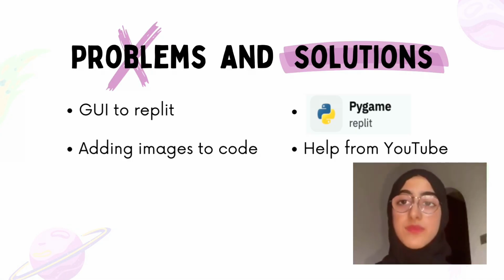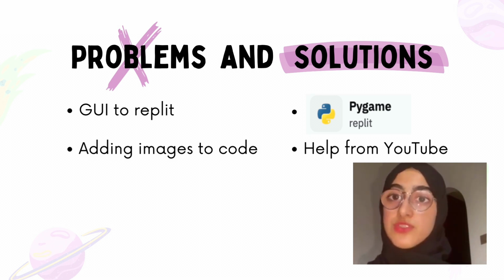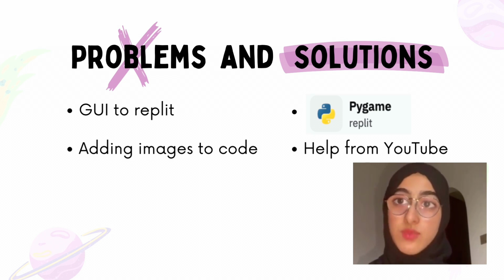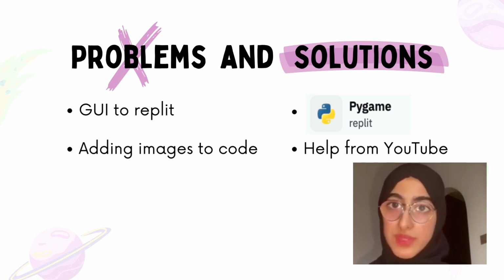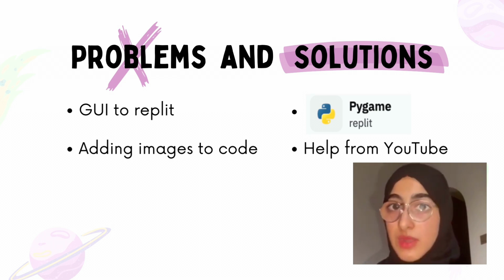Problems and solutions. While creating this game, we faced multiple challenges, issues, and solutions to them. These challenges included: first, we had trouble adding the GUI to Replit as the library was not installing, but we fixed this problem by using the Pygame option on Replit. We also faced trouble adding images and backgrounds to customize our game. But with the help of YouTube, we figured out that we should download the images first onto our desktops, then into Replit.